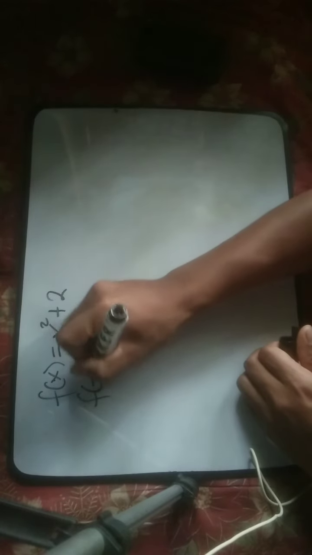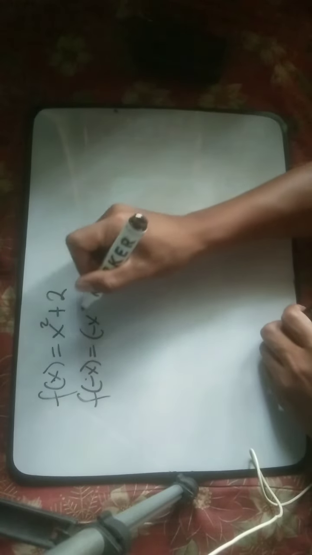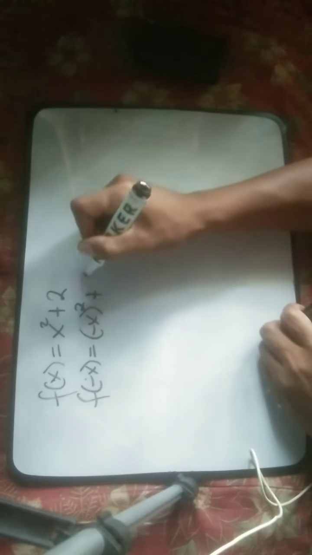Let's have an example. Let's say f of x is equal to x squared plus 2. So how do we identify if it is odd or even or neither? Focus only on the exponent. Since the exponent is an even number, if we plug negative x into the function, we get negative x squared plus 2.